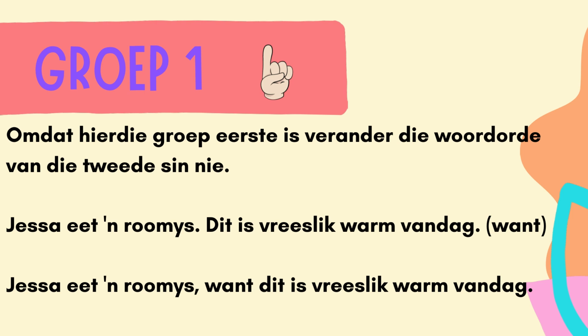All right, so think of group 1 as the oldest child, and the oldest child is perfect. So we don't want to change anything. All right, so let's look at an example. Jessa eet 'n roomys. Jessa eats an ice cream. Dit is vreeslik warm vandag. It's really warm today. And the conjunction want, die voegwoord want, is given in brackets.